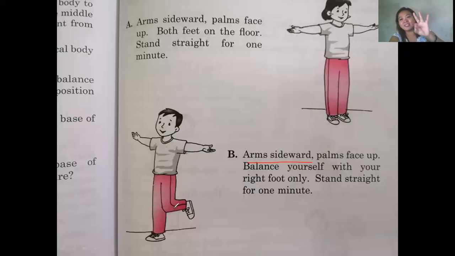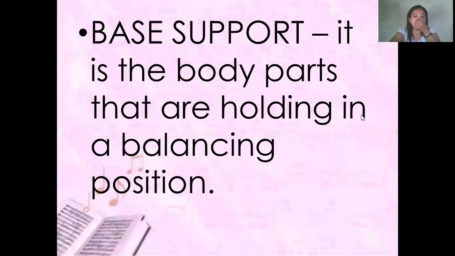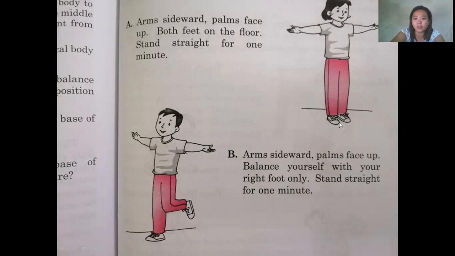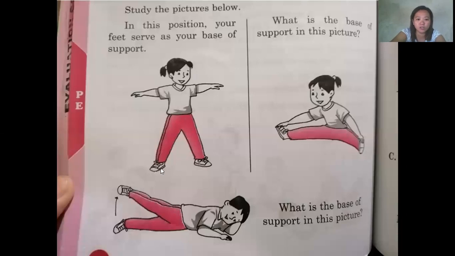Five, four, three, two, one. Time's up. I think some have fallen already. They are having a hard time balancing themselves. Okay, so please sit down now and let's talk about base support. What is base support? It is the body or the parts of your body that are holding a balancing position. For this one, when you are standing, what is balancing is your feet. But for this one, it is your foot only. It's only one, the one that is on the floor. That's your base support.